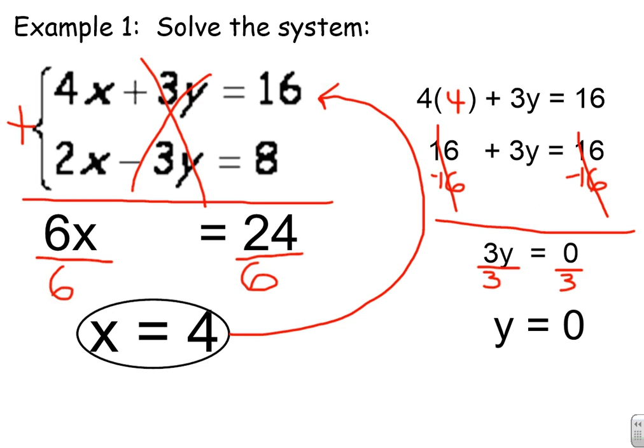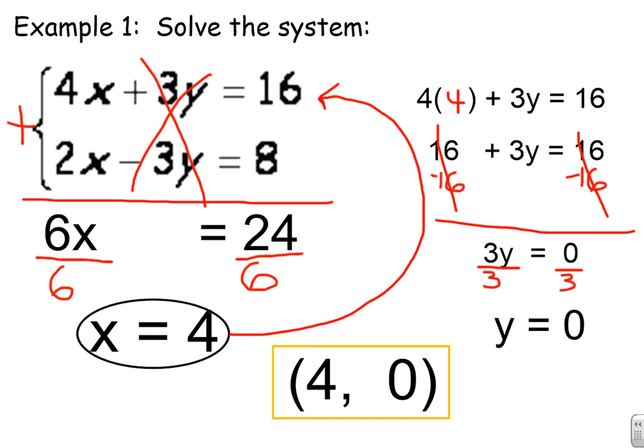For our final answer, it's always going to be an ordered pair. The x value comes first, followed by the y value, making our final answer 4, 0. If we were to graph those two equations, they would cross at the point 4, 0.